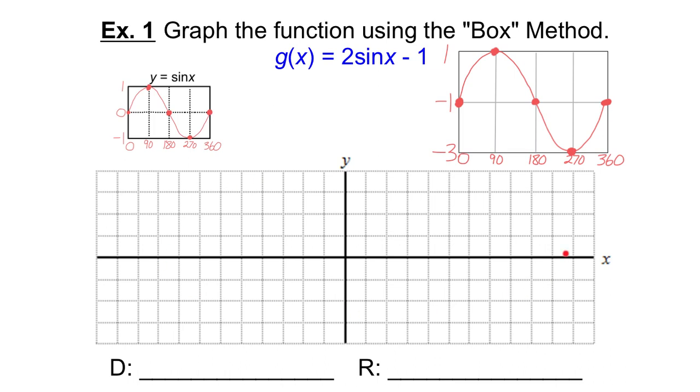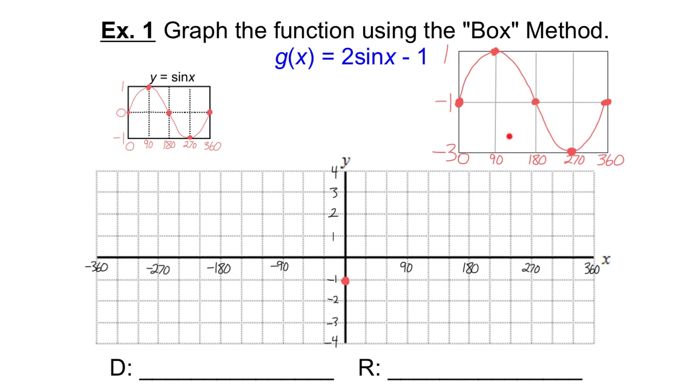Now to make an actual graph, I can use the points that I figured out in the box method. So let's put a scale on our graph on the x and y axes. So for my function, when x is 0, y is minus 1. Put that on the graph.